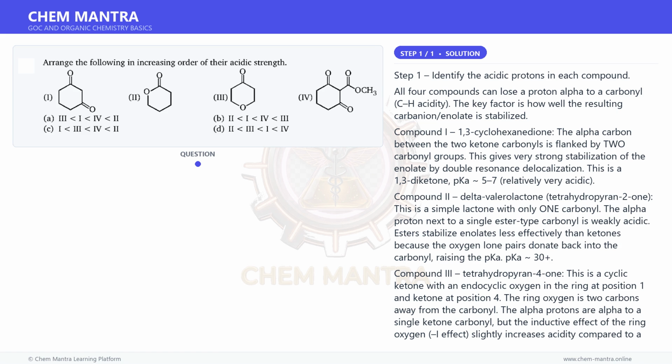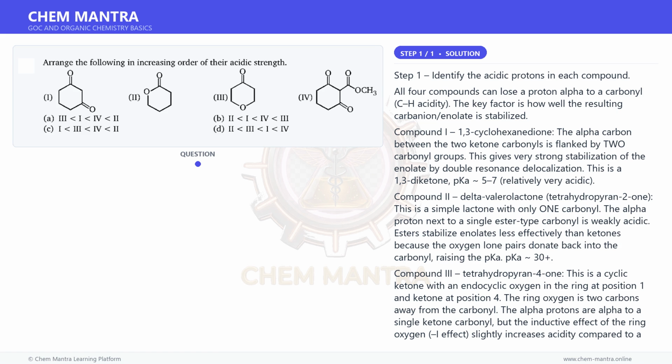Compound 4, methyl 4-oxocyclohexane-1-carboxylate. This compound has a ketone at C4 and a methyl ester at C1 on the same cyclohexane ring. The C3 and C5 protons, alpha to the ketone, and the C1 proton, alpha to the ester, can be considered. Critically, the proton at C1 is alpha to the ester group and feels the inductive withdrawal of the ketone at C4, a beta-keto-ester type relationship through the ring.